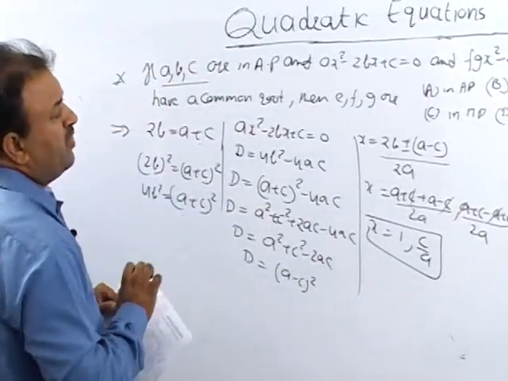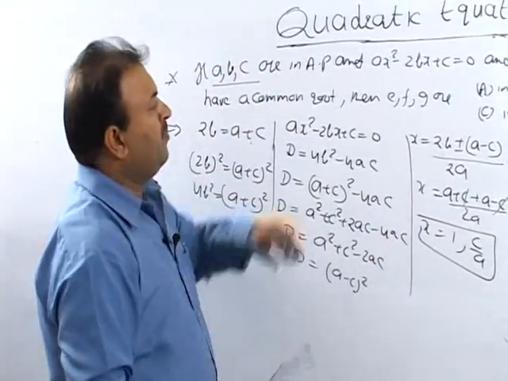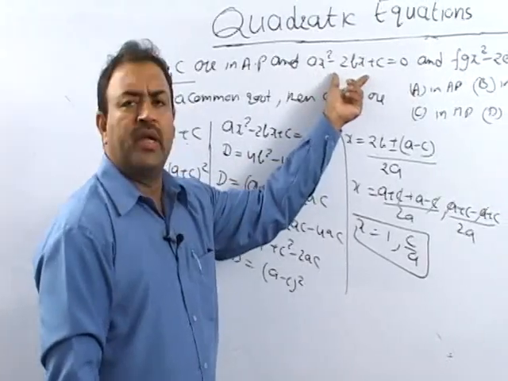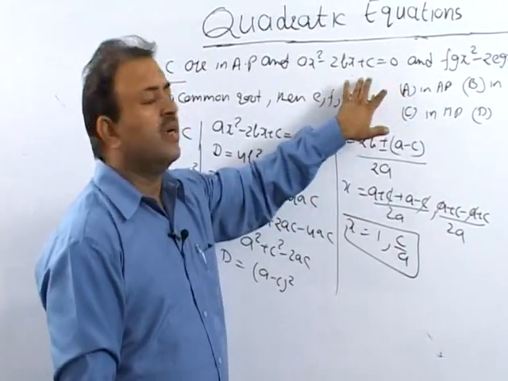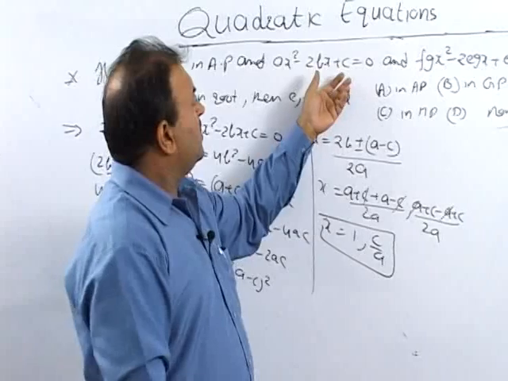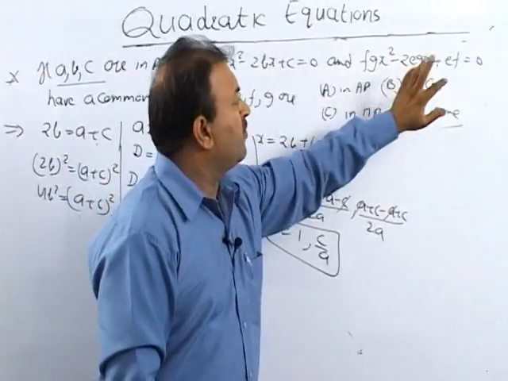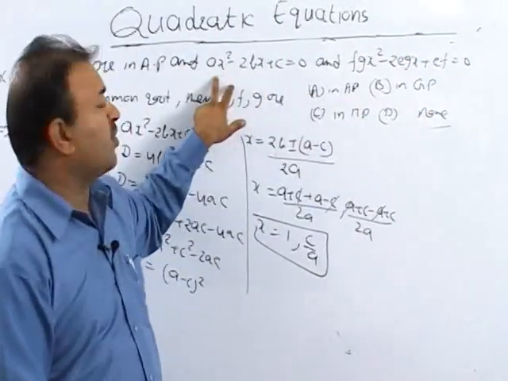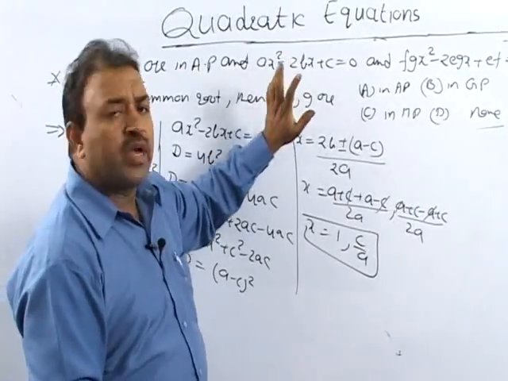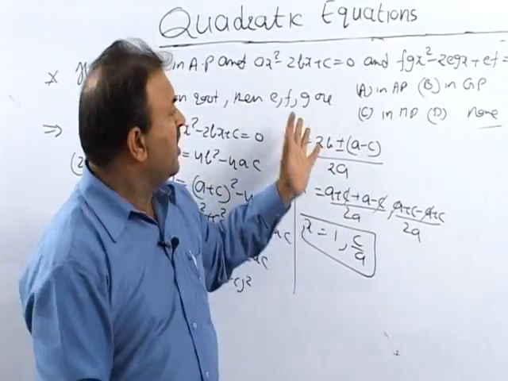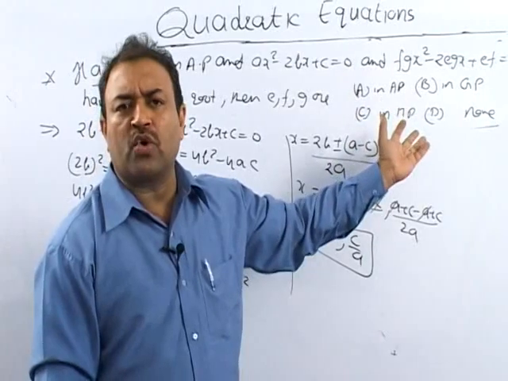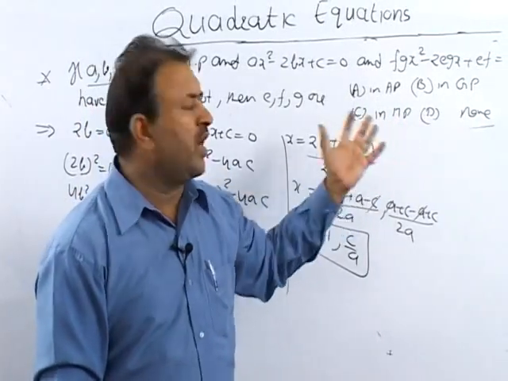See, what I have not done over here is apply the condition, because there are 3 variables over here and 3 variables over here. So we are going to get 6 variables. If we apply the condition for a common root, we are not going to get anything.